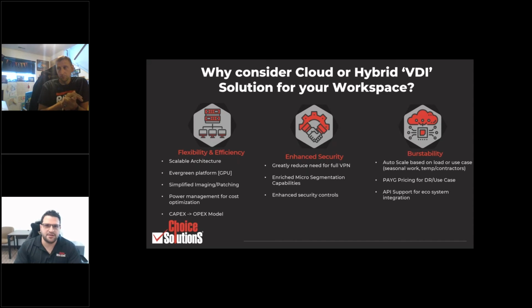Burstability is the standard that you hear: seasonal, contractor, temp, being able to scale based on demand, scale based on CPU load. But what it looks like in each of those solutions is very different. Pay-as-you-go pricing for DR, as well as traditional use cases, allows you, instead of paying for those instances to be reserved, to actually pay as you go. Maybe it's more efficient, maybe it's not, depends on the business use case. And obviously API support. It's important to understand what that looks like when you integrate into your existing ecosystem, maybe ServiceNow or whatever else you might have. So just a couple of notes there.